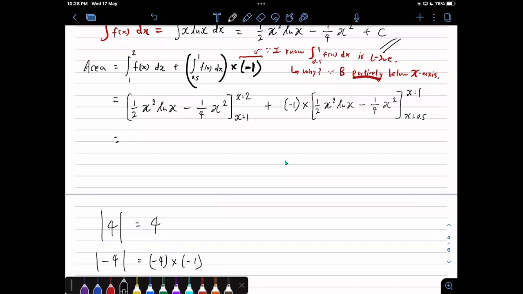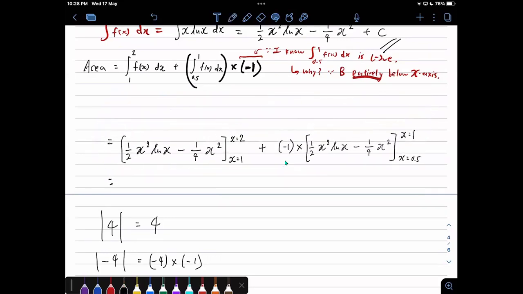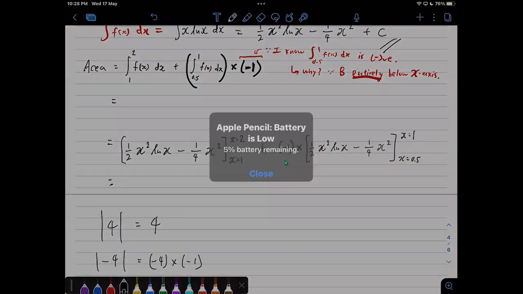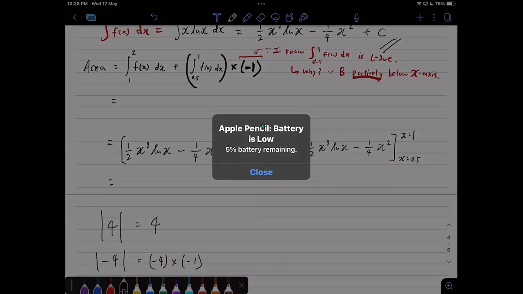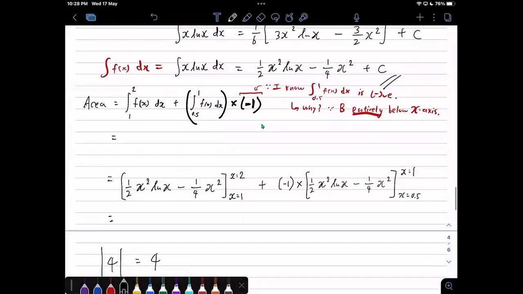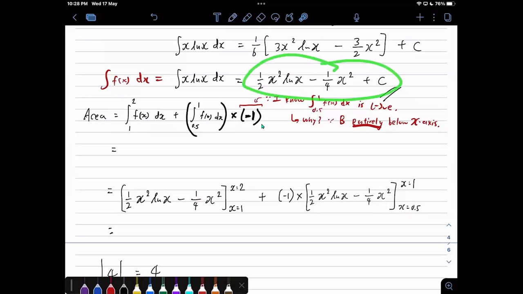So you know what? Let me just be a bit more lazy with the notation, with the substitution. Because wow, I have to sub in the x here, so tiring. There are 3 positions to sub in with x equal to 2, and another 3 positions to sub in with x equal to 1, and another 3 with x equal to 1, and another 3 with x equal to 0.5. So tiring, right? So let's try the lazier notation, which is after you obtain this expression, let's just call this a capital F of x.